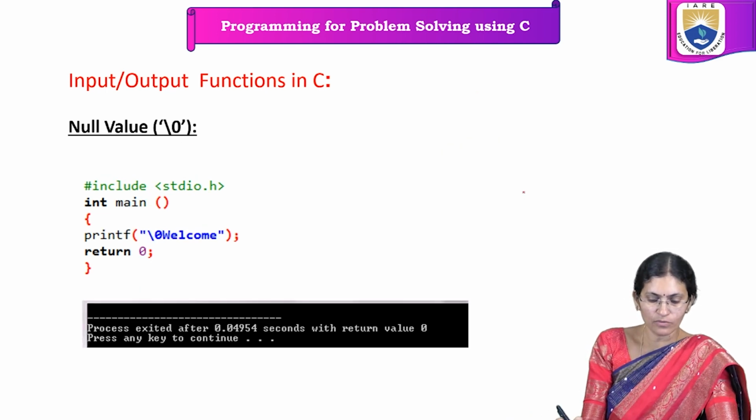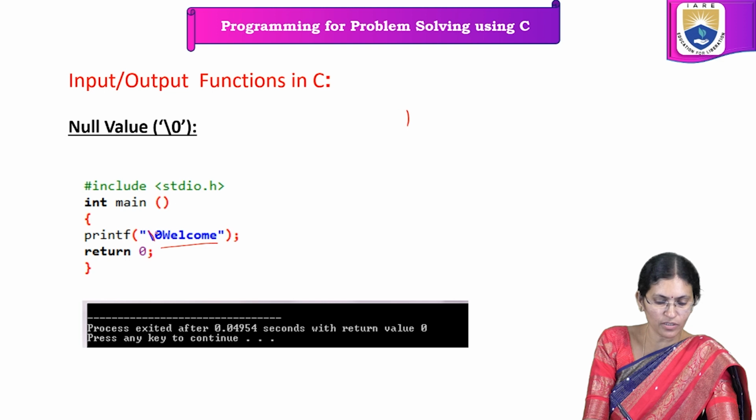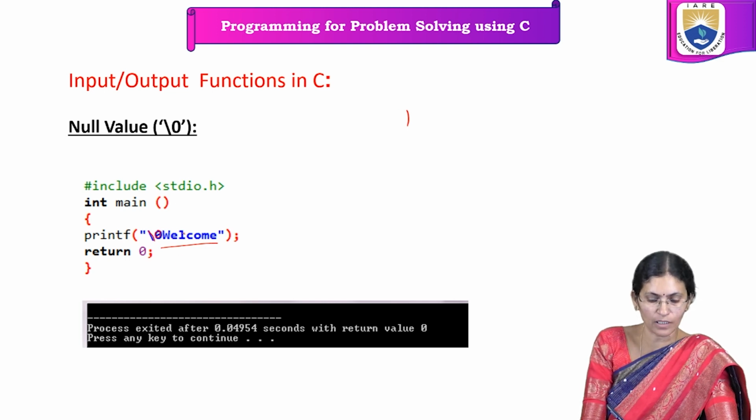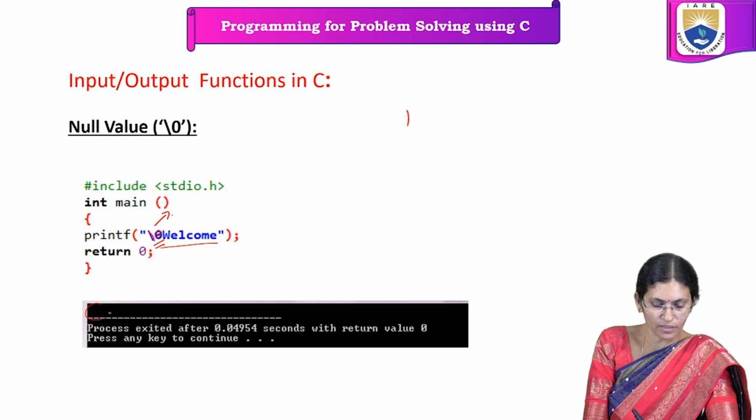Then the null value. In this program, in the printf statement we have used a null escape sequence. This introduces a null value in the text. So the output of this will be null, and we will not be able to get any output on the screen. Whatever is there after that will not be printed.